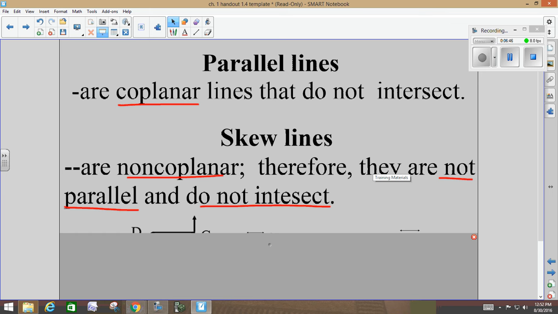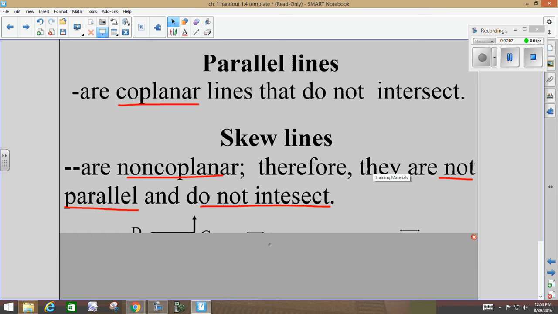Non-coplanar, non-intersecting, non-parallel. This ceiling divider that I'm walking along, kind of, and the electrical strip back here on the wall. Those are skew. They're not parallel. They won't intersect because this one's 4 feet higher than this one, but they're also not parallel.